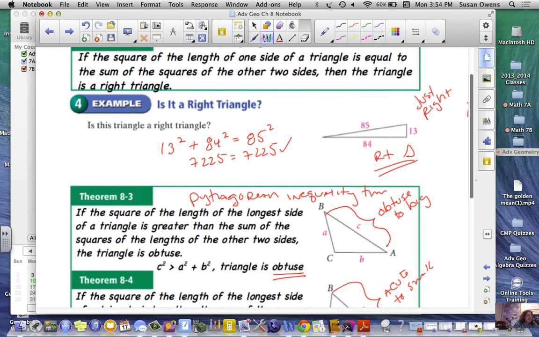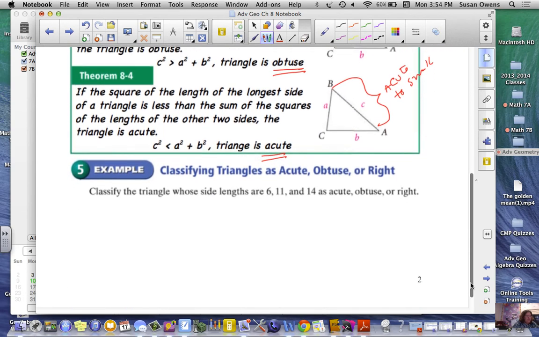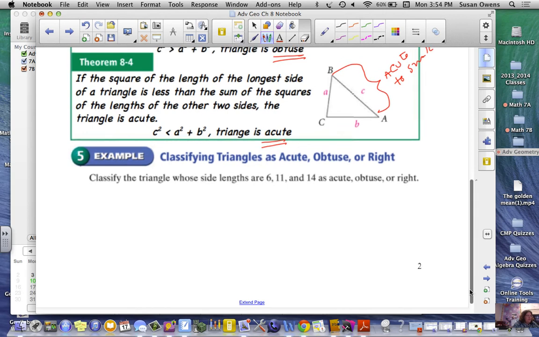So the question I always have is, is the hypotenuse too big? Obtuse. Is it too small? Acute. Is it just right? It's a right triangle. It'd be cute if we could call this the Goldilocks theorem, but that would just be my choice.